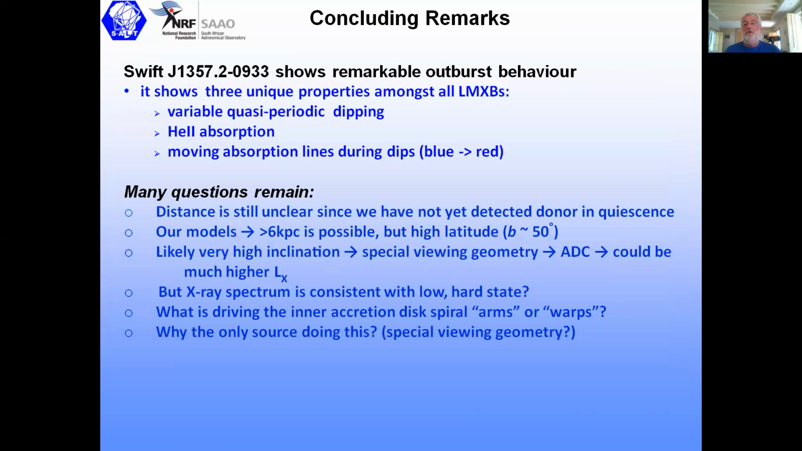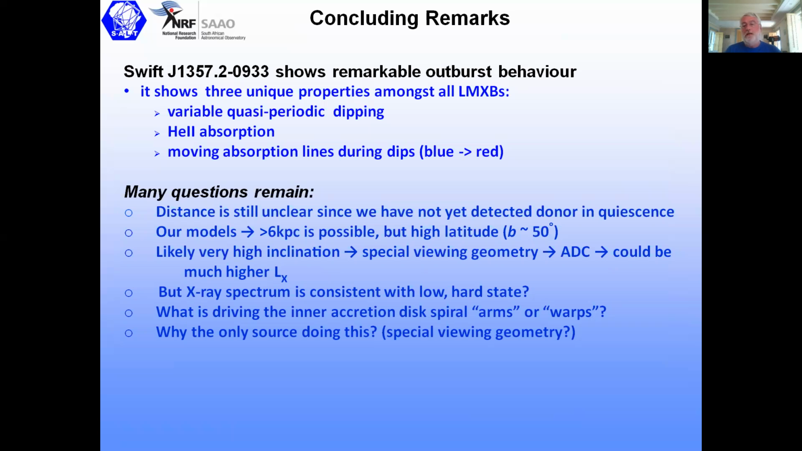So in summary, Swift 1357 shows some remarkable and unique outburst behavior. This variable quasi-periodic dipping is the first time that's been observed in such a system. The helium-2 in absorption is also a unique aspect, and the moving absorption lines during the dips, the line tilts that indicate a blue to red shift, is also quite intriguing.